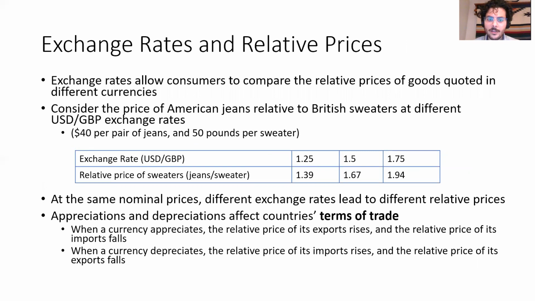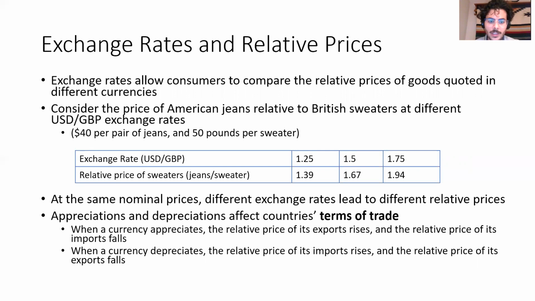Just to give you an idea of how exchange rates affect relative prices of goods, let's look at an example. Exchange rates allow consumers to compare the relative prices of goods that are quoted in different currencies. Suppose we're thinking about two goods, American jeans and British sweaters. One pair of jeans costs $40 and one sweater costs 50 pounds. We want to get the relative price in real terms of American jeans and British sweaters, and we need to use the exchange rate to do that.